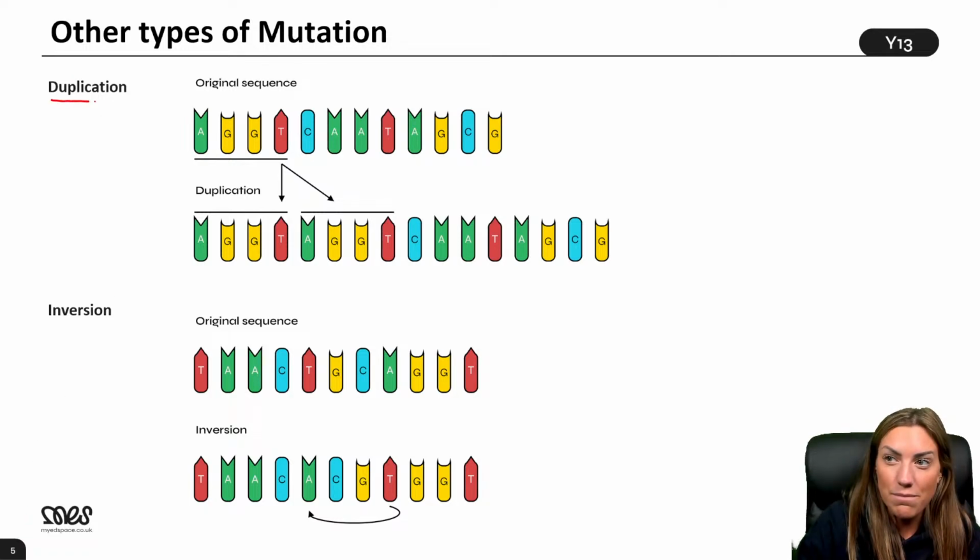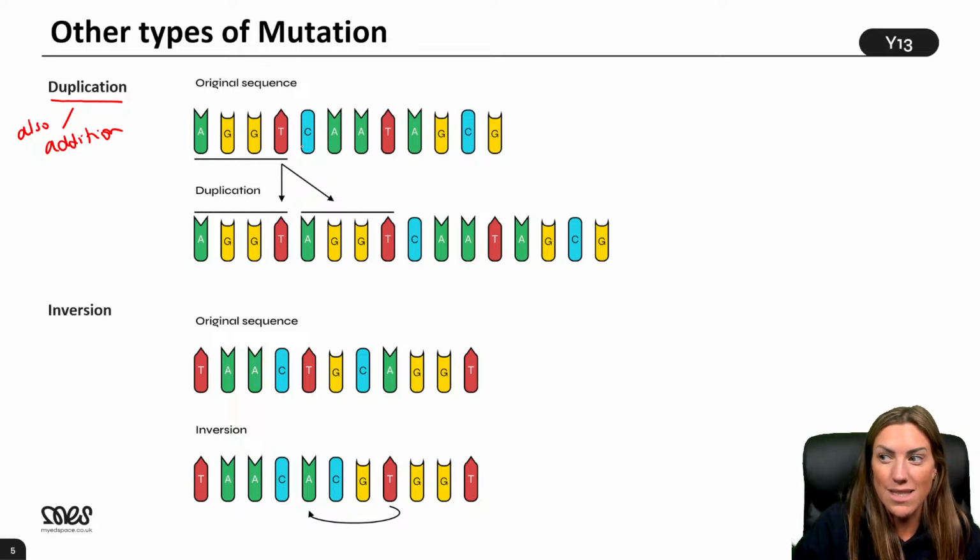Again, the name kind of tells you. So here, I mean, this is also an example of addition. Yeah, it's also addition, but you've duplicated. So you've got AGGT in the original sequence, and then can you see in the mutated sequence, you've duplicated it. So you've got another AGGT. So you've duplicated, you've added in 4 bases. So it's also an example of addition, but you've basically duplicated the first part of that sequence.